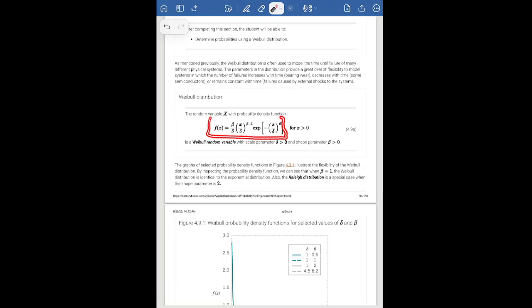So there we go. This piece here is the distribution function for this type of variable. In this case, we're going to have delta be given, and that's going to be positive. Beta is given, and that also is positive. Beta is what we call the shape parameter, and delta is the scale parameter.